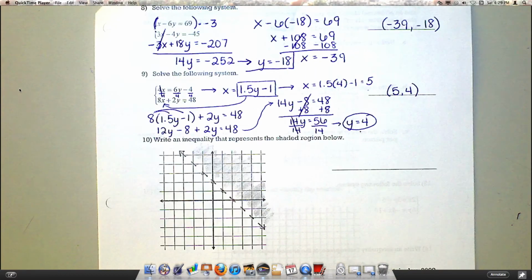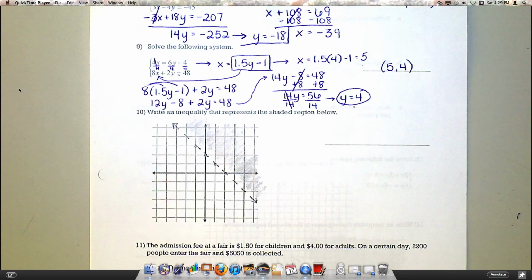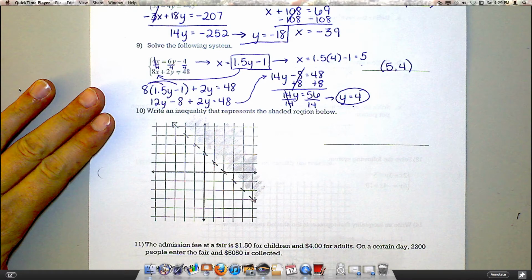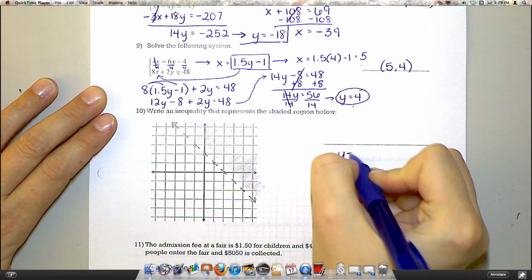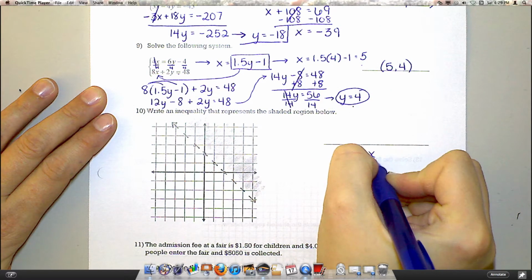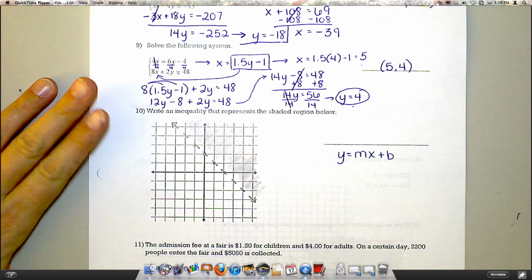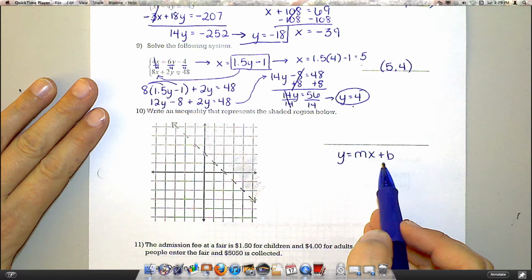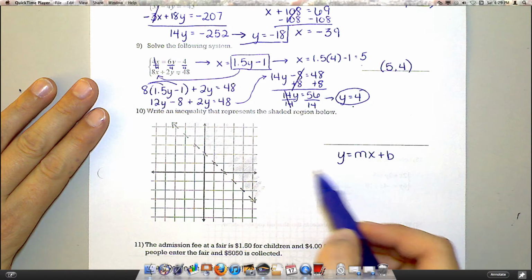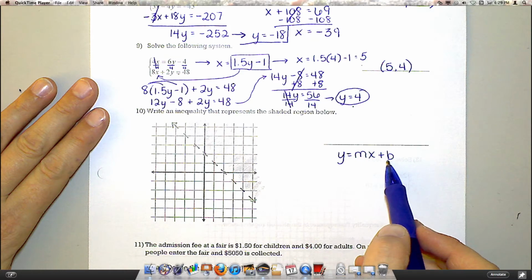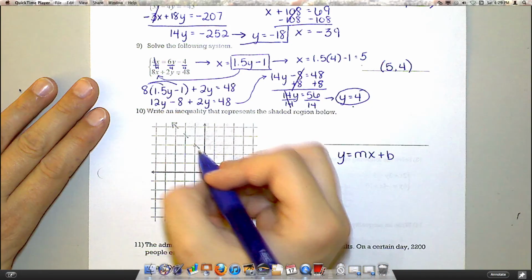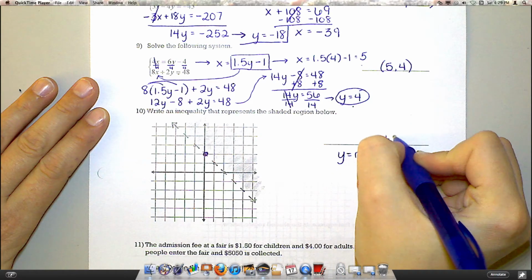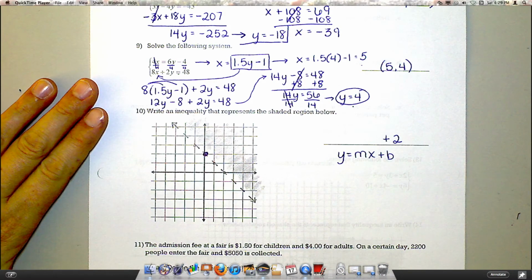Okay, looking at number 10, writing the inequality to represent the shaded region. On this one, remember with these, I always suggest that you start by writing out y equals mx plus b, because that sort of gives you a guide for what pieces you need to fill in. And I always start down here on the end. You probably could do it the same way from the very beginning, but I think it's easiest to find your y-intercept first. My y-intercept on this one is right here. It's at positive 2. So I know my b value is going to be a positive 2.